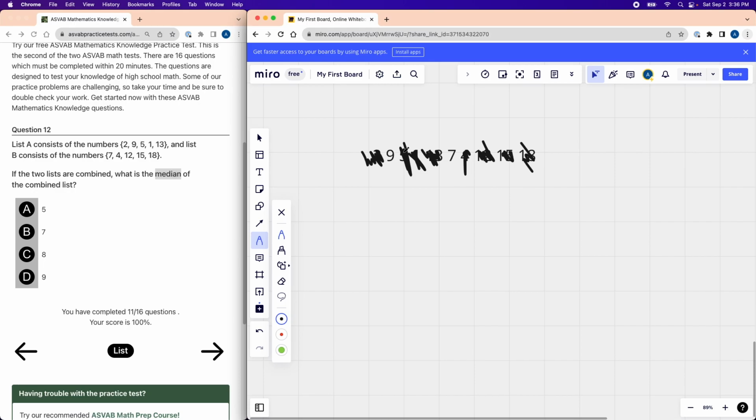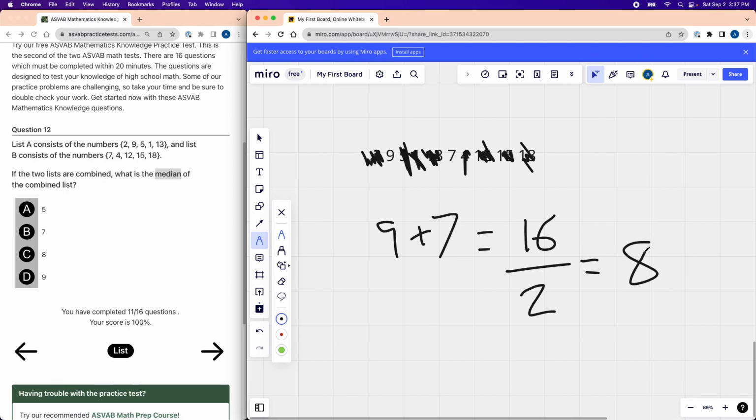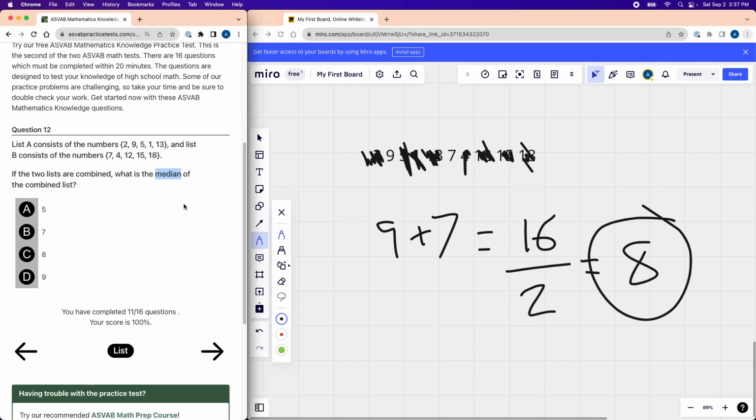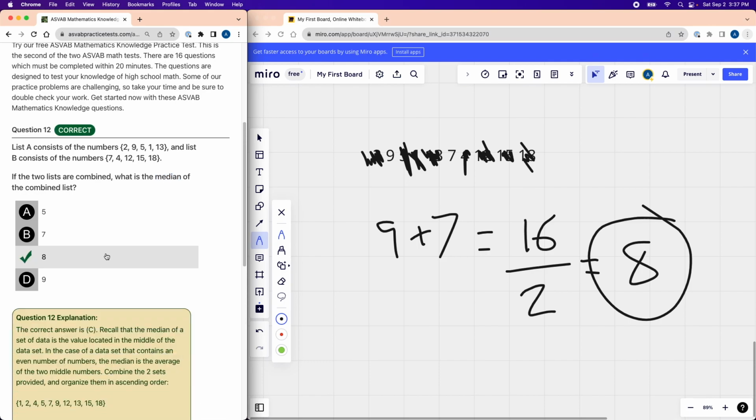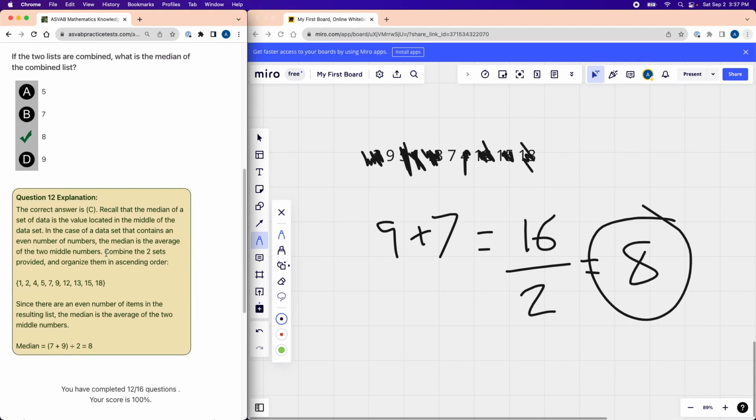We only have 2 numbers left. If we had 1 number left, that would be our median. But in this case, we have 2 numbers left, so what you need to do is take the average of them. We're going to take the average of 9 and 7. Remember, to take an average, you add up all the numbers you have, so 9 plus 7 equals 16. Then we had 2 numbers, so we divide by 2. 16 divided by 2 is 8. So the median in our data set is 8. The middle number is 8. We can see 8 is one of the answers here, so I will select C. And we see that is the correct answer.